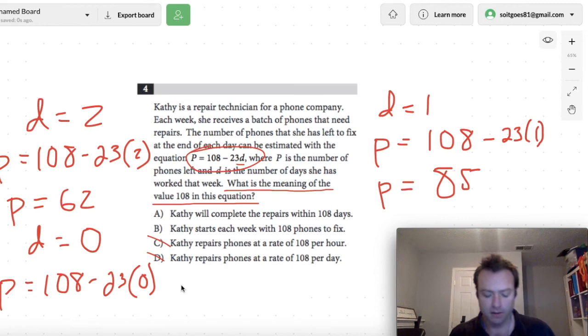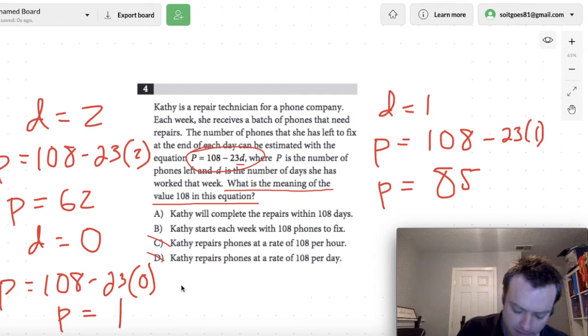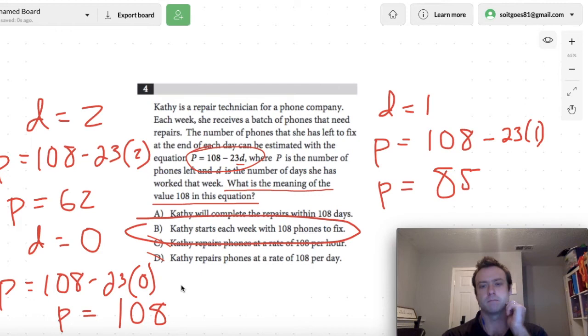How many phones does she have left to fix after she's worked no days? 108. Answer choice A or B? B. Answer choice B. Yeah. Any questions about that? I got it. Okay. That's cool.